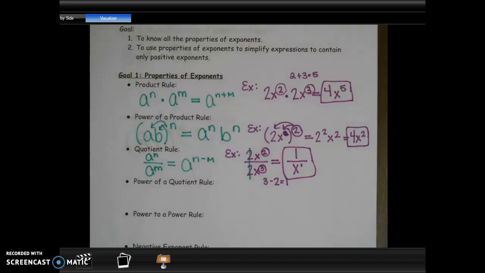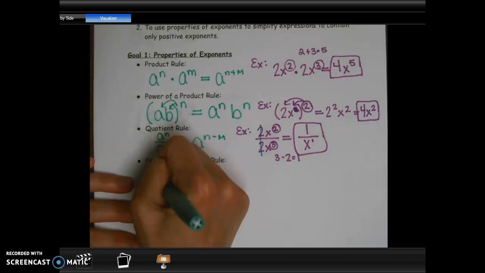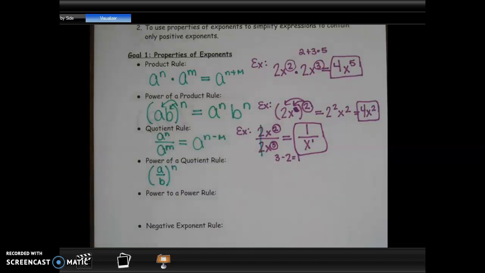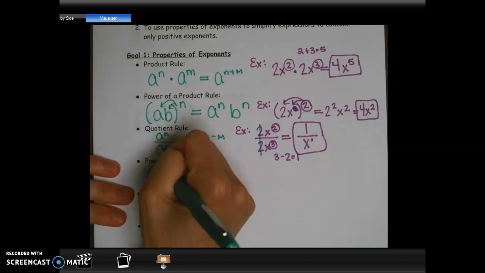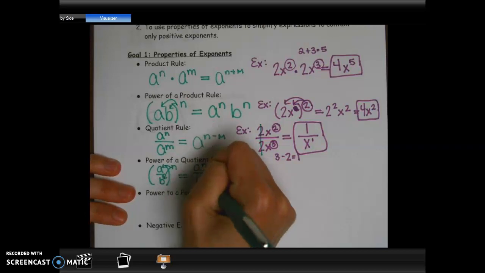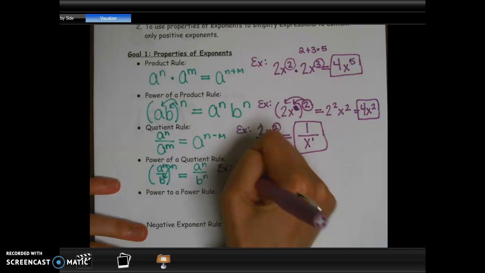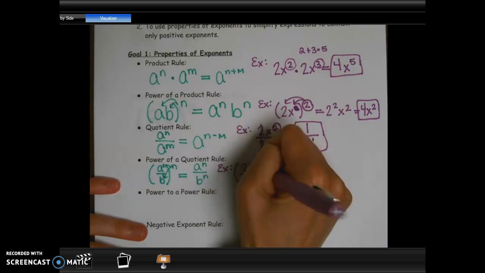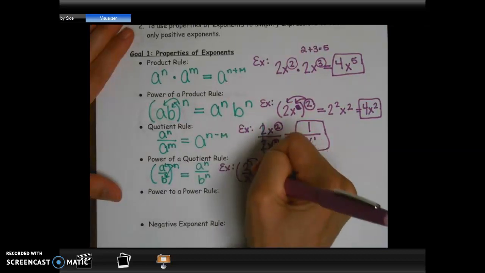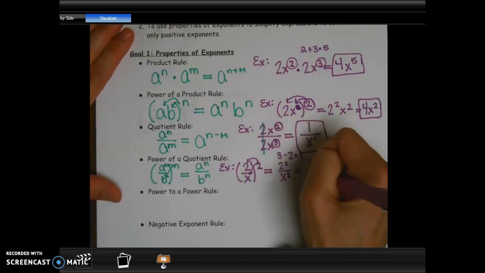All right, let's keep going. Power of a quotient. So this is whenever you have a quotient happening and they're all being raised to the same power. It's just like power of a product rule. We're going to distribute that exponent to everything. All right, let's do an example. We're going to distribute that 2, that square, to everything. So we have 2 squared over x squared, which can simplify to 4 over x squared.